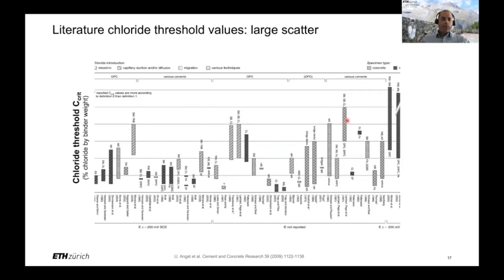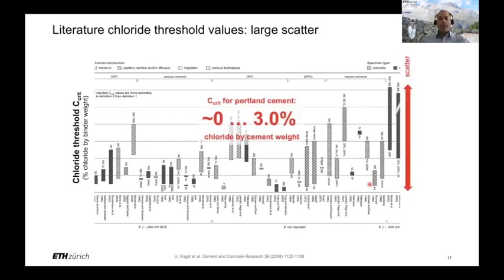But you can see that already at that time, if we look at all the literature studies reporting these chloride threshold values in the literature, there is a huge scatter. For Portland cement only, we have a scatter ranging from virtually 0 to 3% chloride related to the cement weight, which is in some cases, under some conditions in these studies, the chloride threshold value.